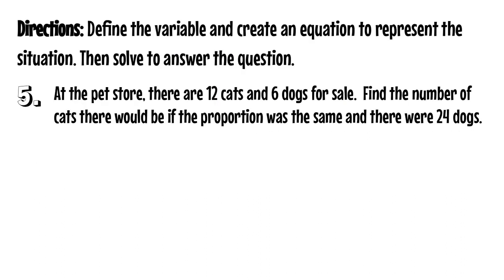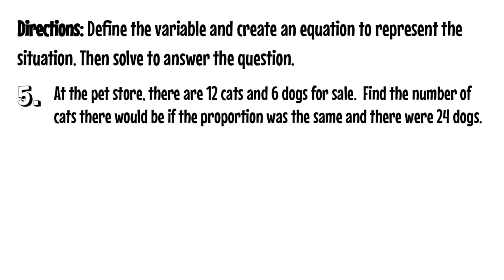When we're using proportions to solve real world problems, the first thing you want to do is define your variable. It is convention in math, when you create an equation from a word problem, to define your variable. You need to tell the person reading the problem what the variable represents. So define your variable first, and then create an equation from the words that represents the situation. Then we're going to use that equation to solve the problem and answer the question. In number 5, it says, at the pet store, there are 12 cats and 6 dogs for sale.